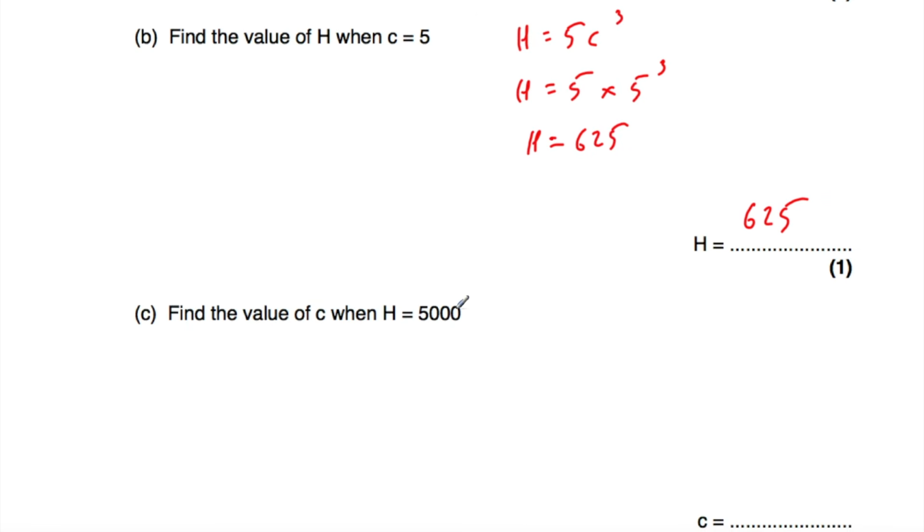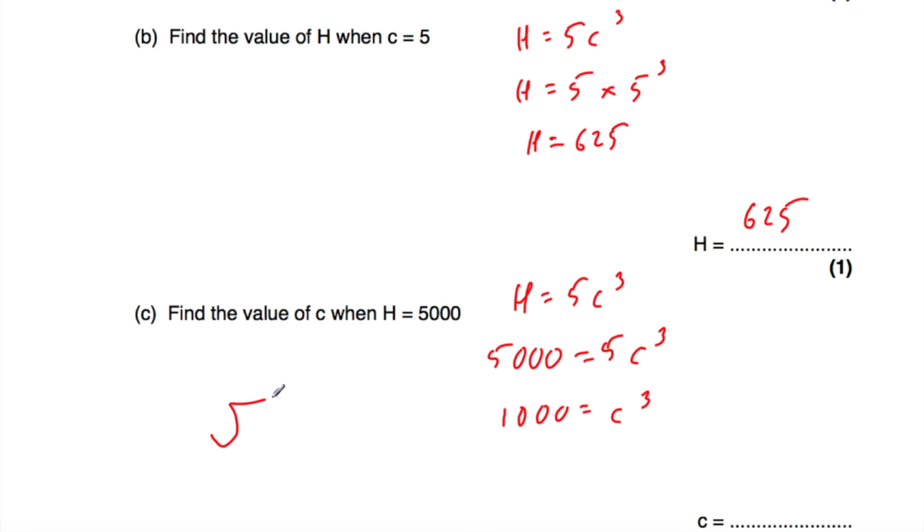And then if we go on down, part C says find the value of c whenever h is equal to 5,000. So the formula was that h is equal to 5 times c cubed. Now we're told that h is 5,000, so we've got 5,000 is equal to 5 multiplied by c cubed. And then if we just solve this equation, we'll find out what c is. So if we divide both sides by 5, we're going to get that 1,000 is equal to c cubed. And then if we do the cube root of both sides, the cube root of 1,000 is equal to 10. So that means that c is equal to 10. And that's it, c is equal to 10.